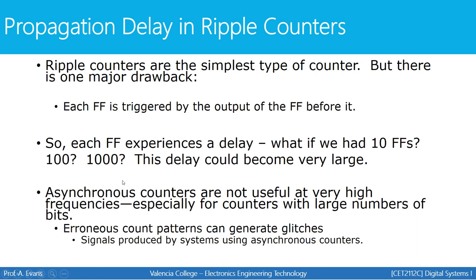And what will happen is that you'll have an erroneous count, and you'll have glitches. An erroneous count just means all of a sudden it won't be counting in sequence anymore. The count will look out of order, which doesn't work when we need something to count in sequence.